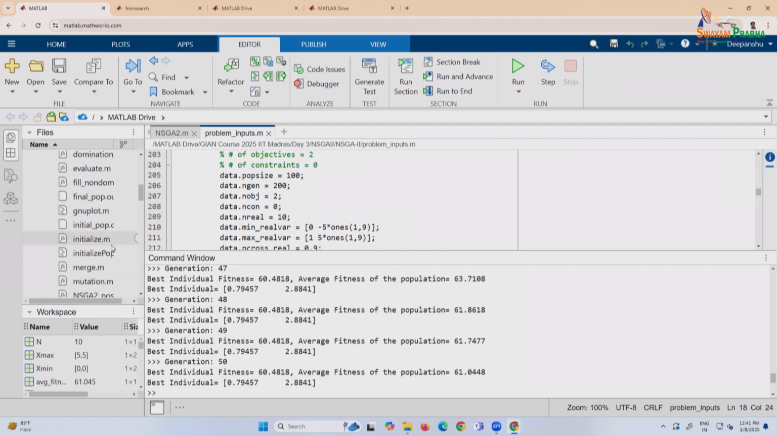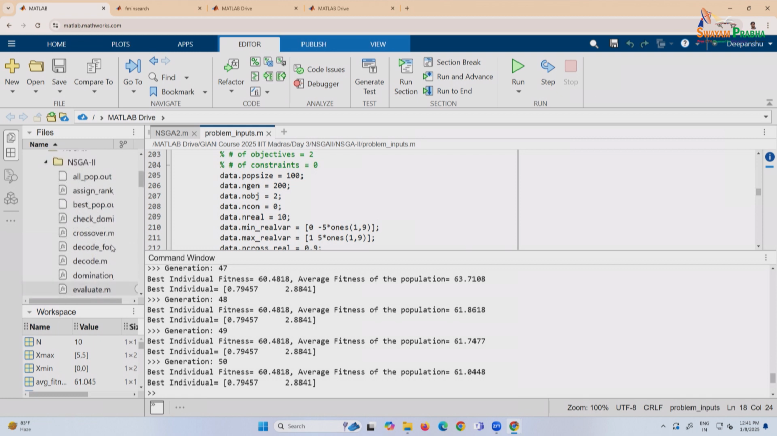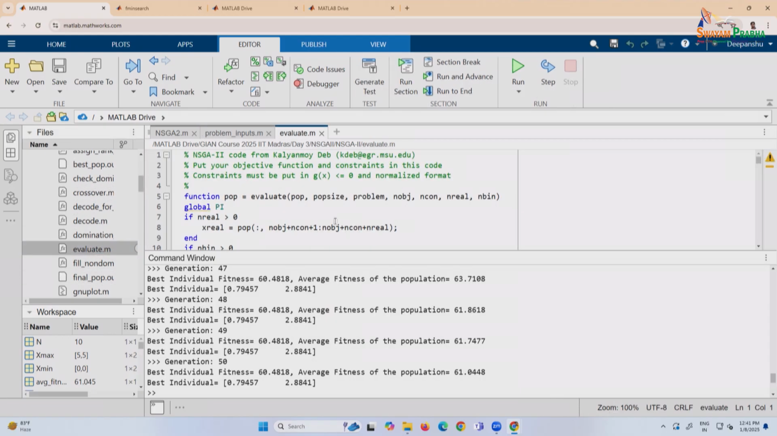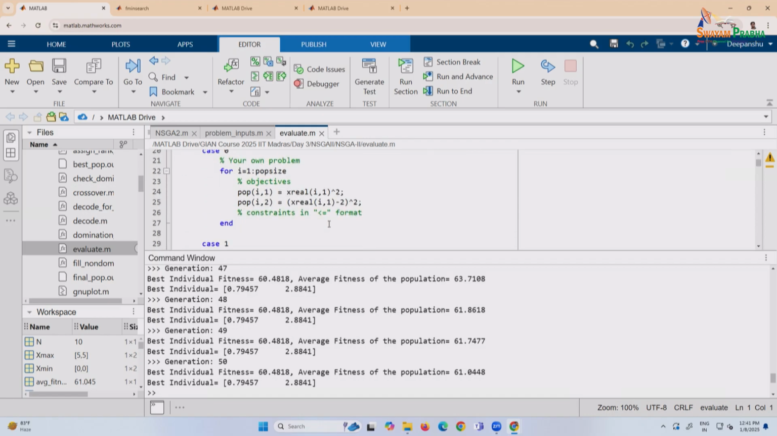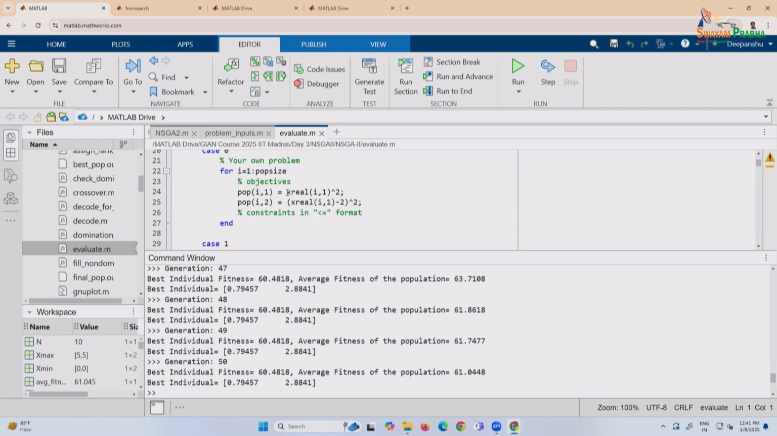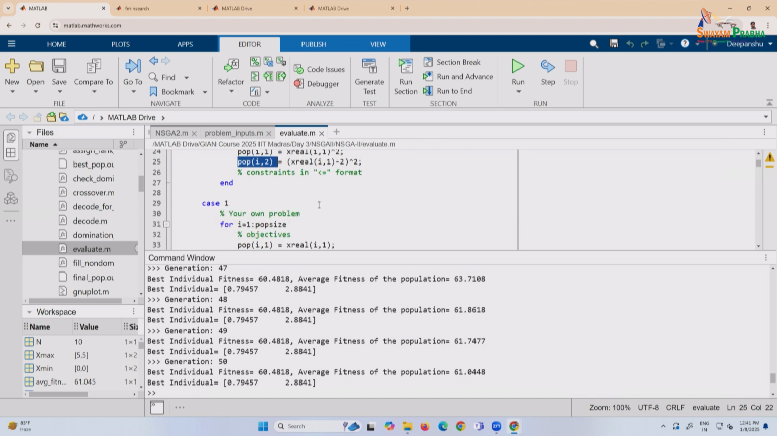Problems are defined in another one, evaluate. Is it evaluate? Wait a second, it must be that one. Yeah. So here it starts, switch, the initial part don't touch, then problem. Now here the variable is called x real, I comma 1, where I is the population number and 1 is the first variable. So the ith individual's first variable. I could have done it a little nicer, but that's how it is. So this is f1, this is f2, objective 1, objective 2. It's a very simple problem.